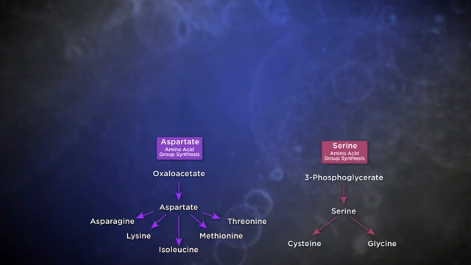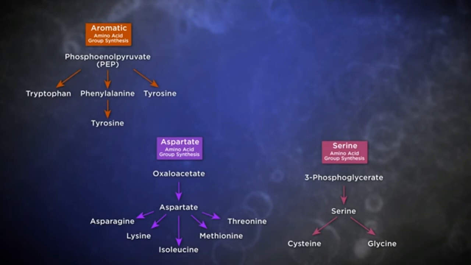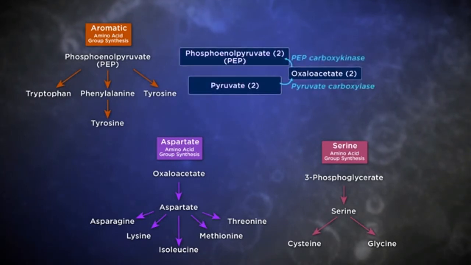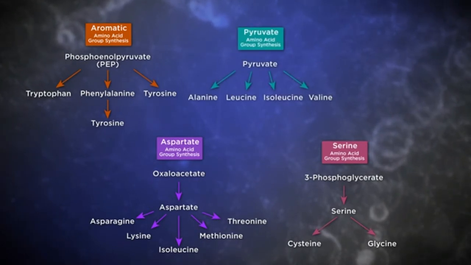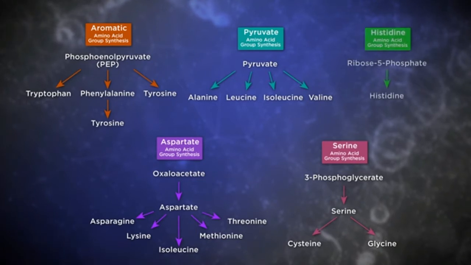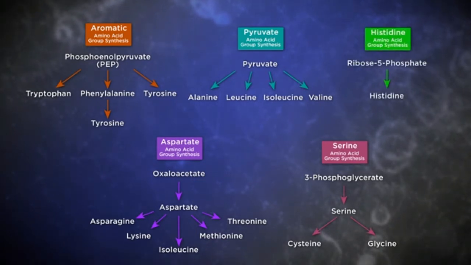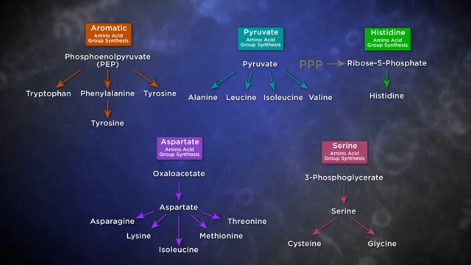The serine family comes from 3-phosphoglycerate of glycolysis. The aromatic family begins with PEP from the Big Bang step of glucose metabolism. The pyruvate family starts with, surprise, pyruvate to make alanine, isoleucine, valine, and leucine. And finally, the histidine family traces its roots to ribose 5-phosphate from the pentose phosphate pathway.